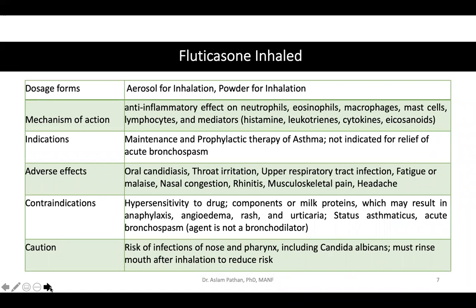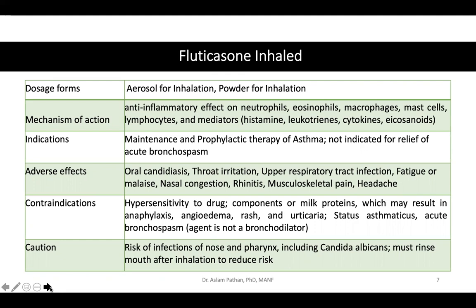Amongst the corticosteroids, as we know, inhalational corticosteroids are the first line in the prevention and the maintenance therapy of asthma. The first example is fluticasone. Fluticasone is available in the dosage form as aerosol for inhalation and powder for inhalation.